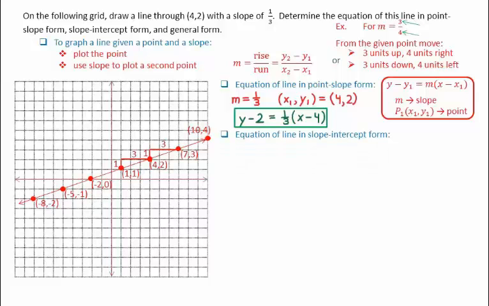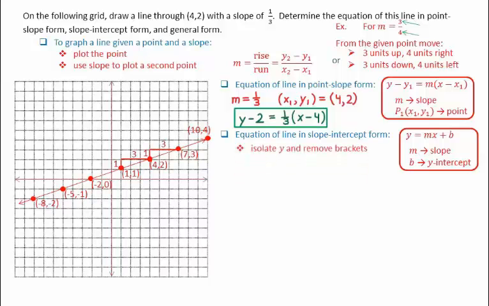For the equation in slope-intercept form, this is y equals mx plus b. Again, the m corresponds to the slope, and here the b corresponds to the y-intercept. To obtain the equation in slope-intercept form, simply isolate for y and remove the brackets. Starting from point-slope form, we can add 2 to both sides to isolate the y.